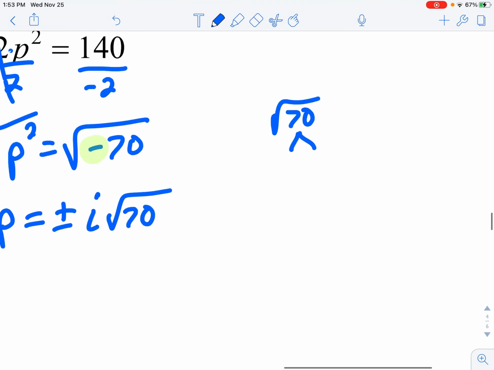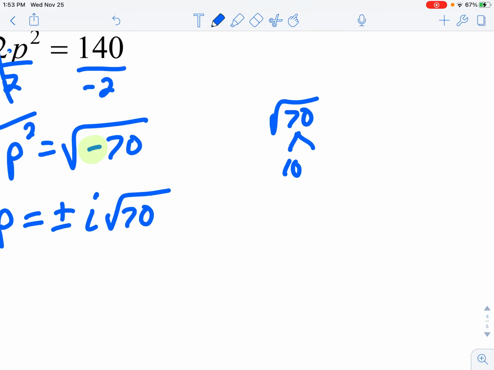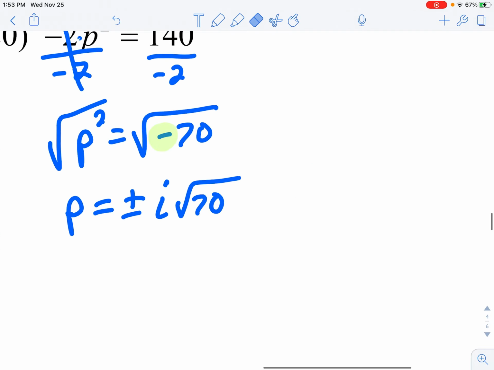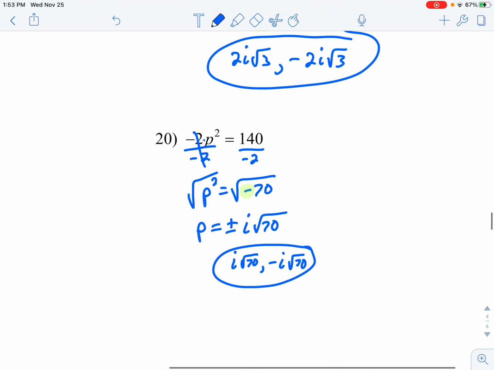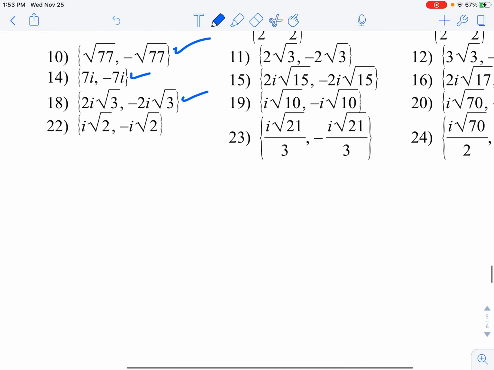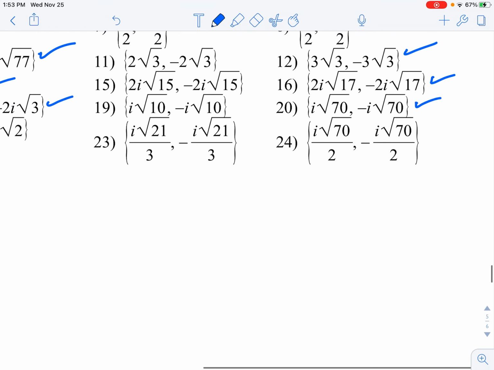I may need to see if I can simplify that. That's 10 times 7, 2 times 5. No, that does not break down or simplify at all. So my answer should be just positive i square root 70, negative i square root 70. And that should be it for number 20. And it is. Good.